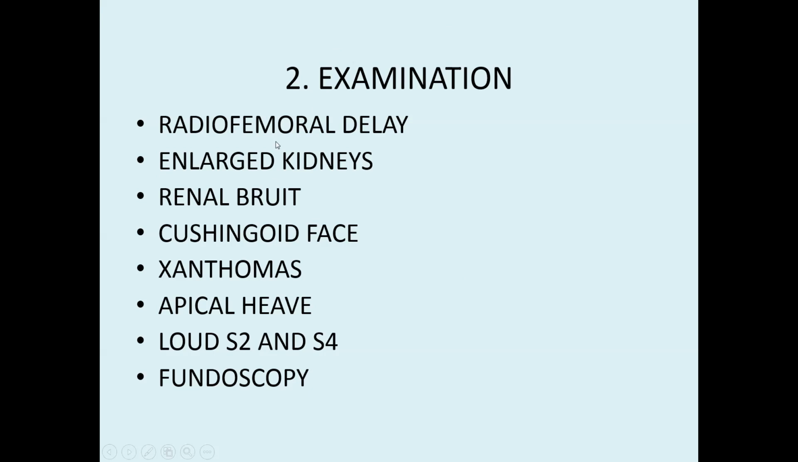In examination, while palpating the pulse, you have to look for radiofemoral delay for coarctation of aorta. You have to palpate the abdomen for enlarged kidneys to rule out polycystic kidney disease. You have to auscultate for renal bruit to rule out renal vascular hypertension or renal artery stenosis. In general physical examination, you will look for Cushingoid face, which can suggest the cause of hypertension.